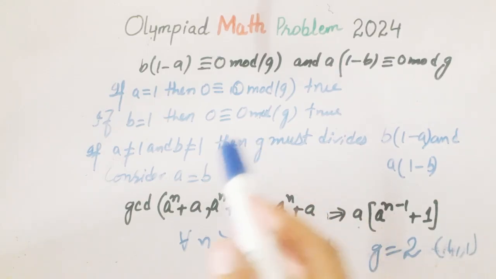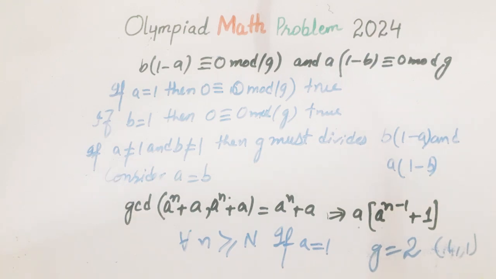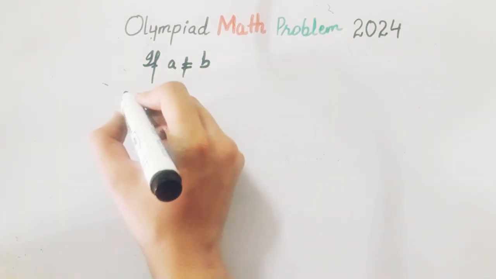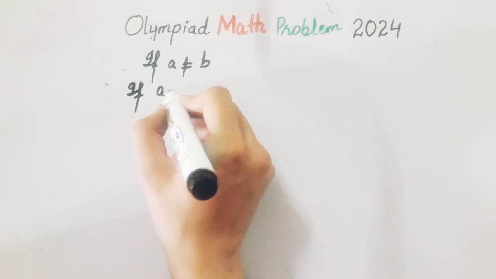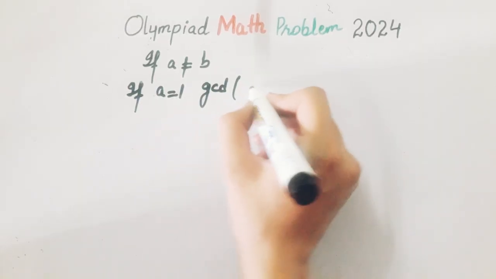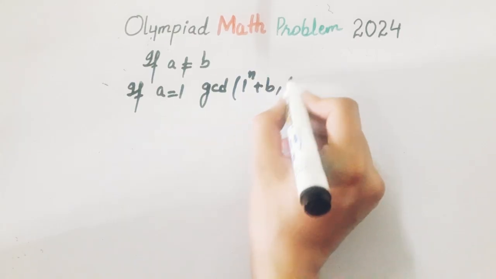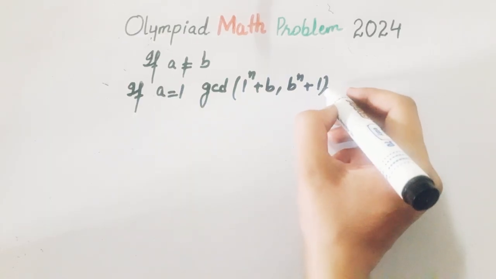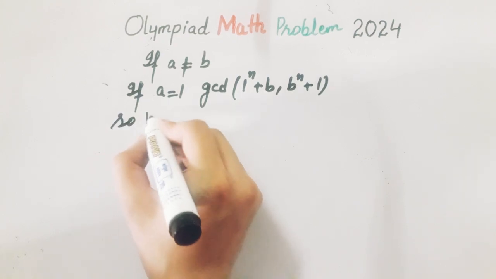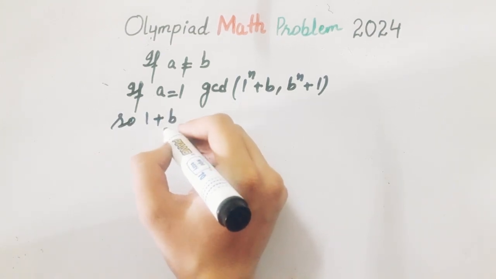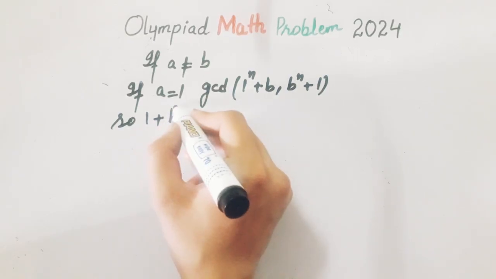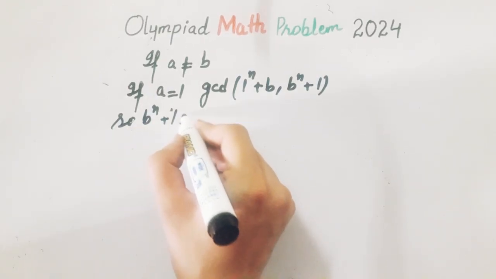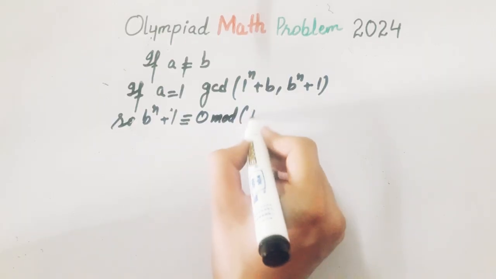Now consider another case when a is not equal to b. So if a is not equal to b, then if a is equal to 1, we get GCD of 1 raised to power n plus b and b raised to power n plus 1. So for this to be a constant, g must divide 1 plus b, or b raised to power n plus 1 will be congruent to 0 mod of 1 plus b.